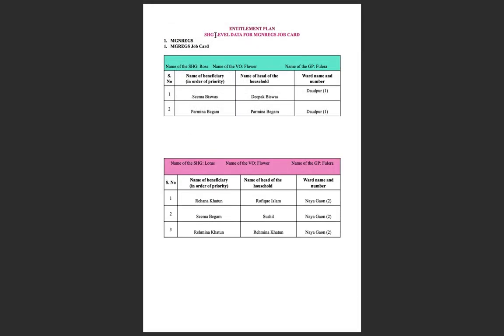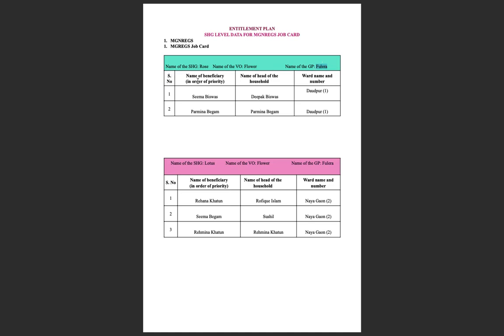So here, as you can see, it is the entitlement plan and it's the SHG level data for MGNREGS job card. Here you can see that in the first column, there is the name of the SHG where we have written Rose SHG, assuming that the name of the SHG is Rose, which is from the VO Flower VO and which is from the GP Fullera GP.